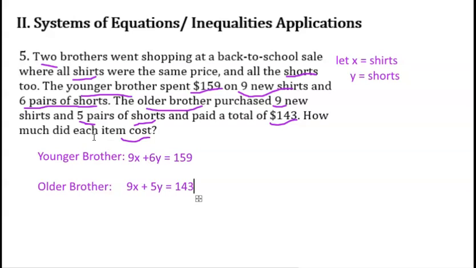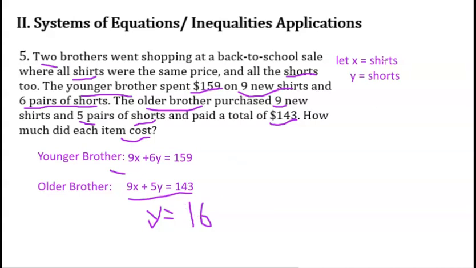To find how much each item cost, I'd say one of the fastest ways to find this one is to use elimination. We'll just subtract the 2 equations to get equation 3. So we have Y equals 16. So that means that each pair of shorts costed $16.